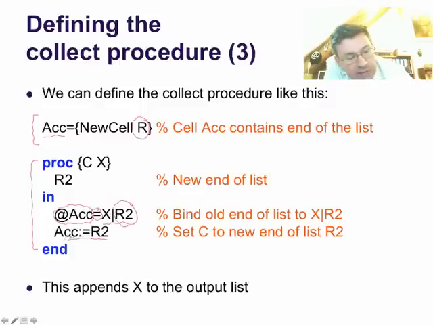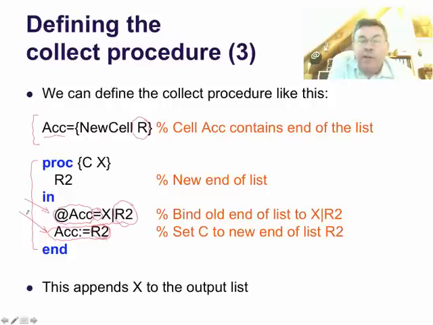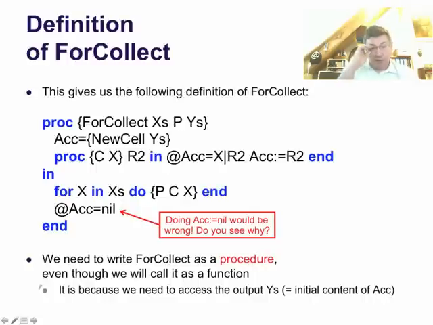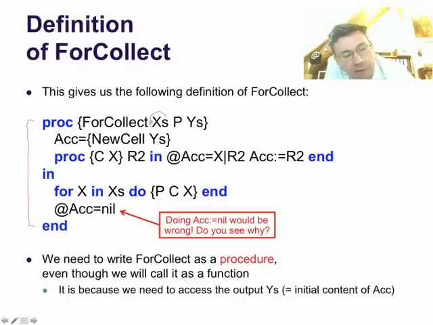So it has to replace the old content of the cell by a new content, R2, because the cell always has to contain the end of the list. So these two cell operations will together have the effect of appending X to the output list. So this gives us the following definition of for_collect. This procedure for_collect has 3 arguments: the input list, the procedure which represents the body of the for loop, and an output list.